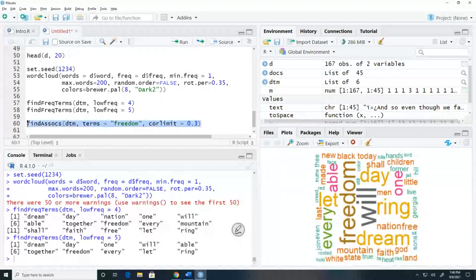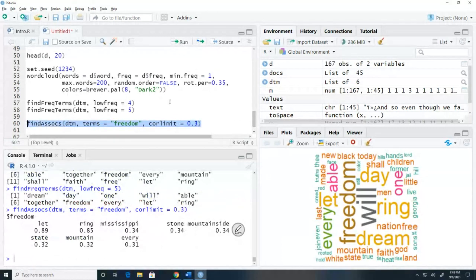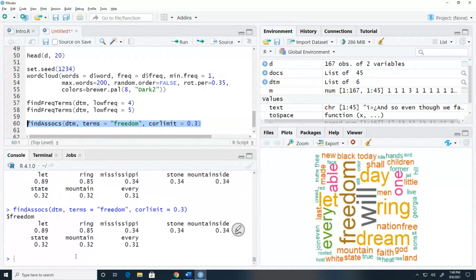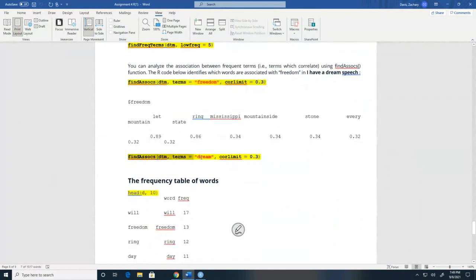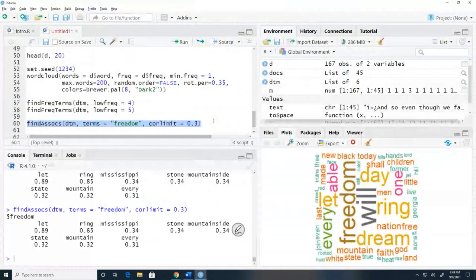Obviously, when you do the Hunger Games text, you're not going to be looking for freedom. You probably want to pick a term that fits better with that text. So it'll give you the correlations between words and that word. Now that's the association between frequent terms. Look at another association with the word green.